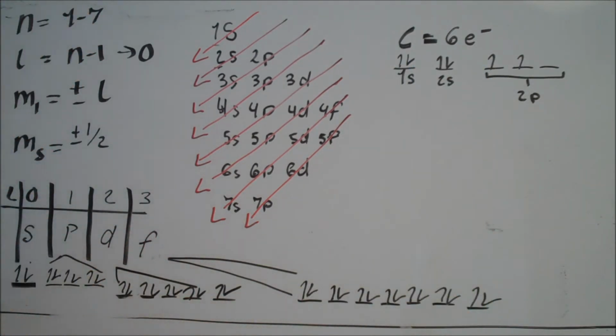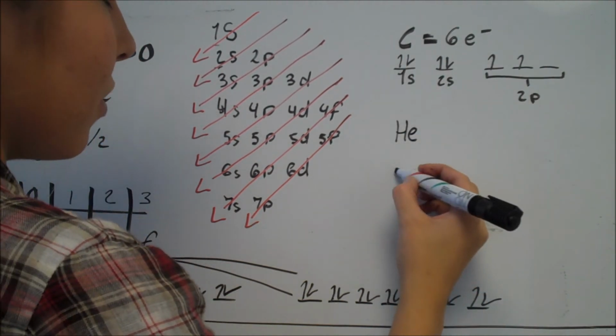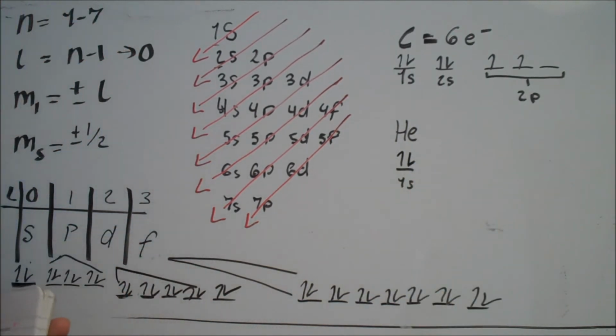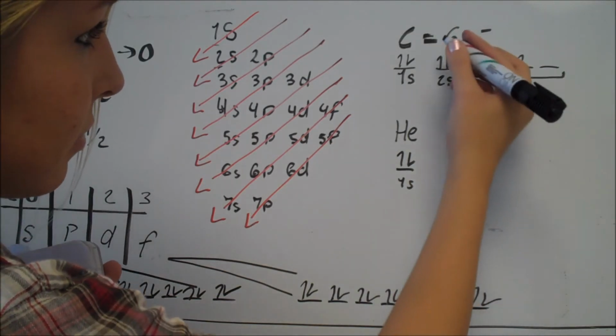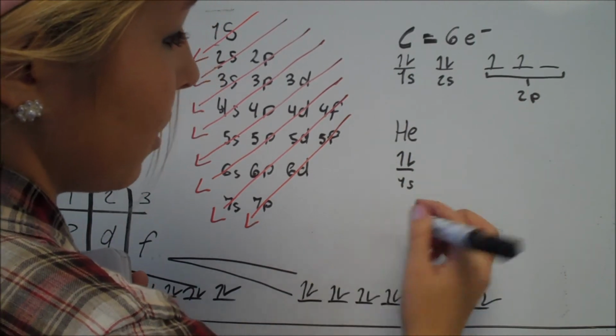And let's just use helium, for instance. If we used helium, it would only have a 1s because it only has 2 electrons, and it has a very happy, safe orbital that doesn't want to bond. Fluorine, on the other hand, has 9 electrons. Let's put fluorine down.